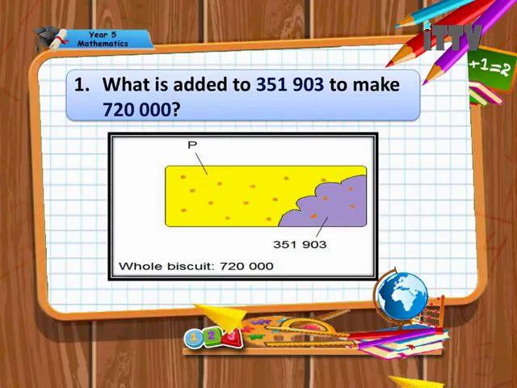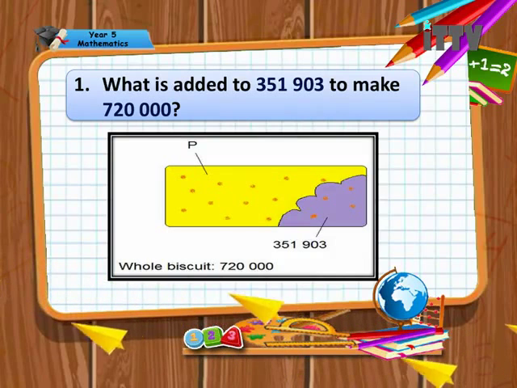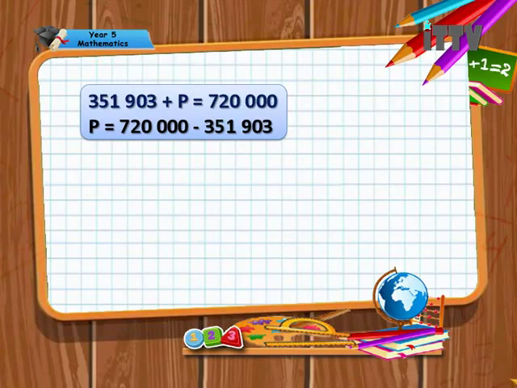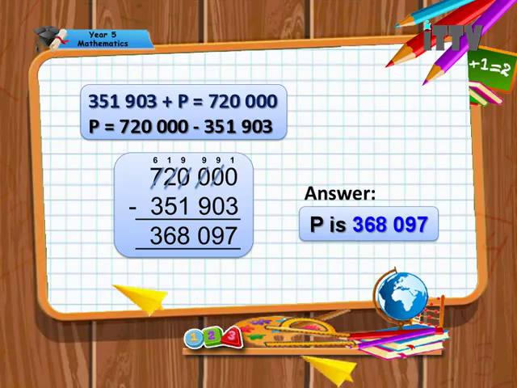See? The whole biscuit is made up of two parts. One is the missing number, let's call it P. And the other one is the figure that we already know, 351,903. So now, to get the missing portion, what do we do? Subtraction again. So P will be equivalent to 720,000 minus 351,903.